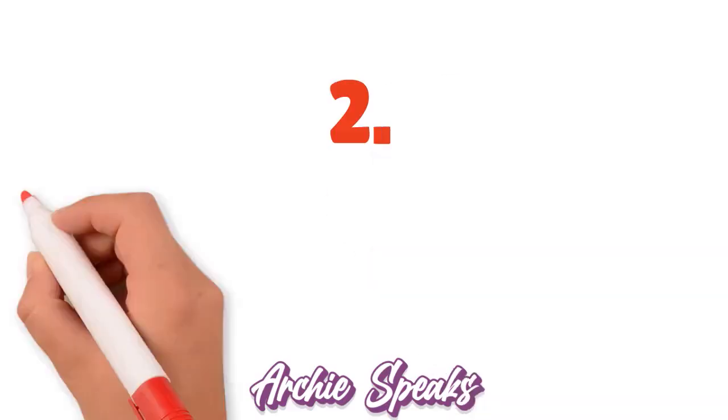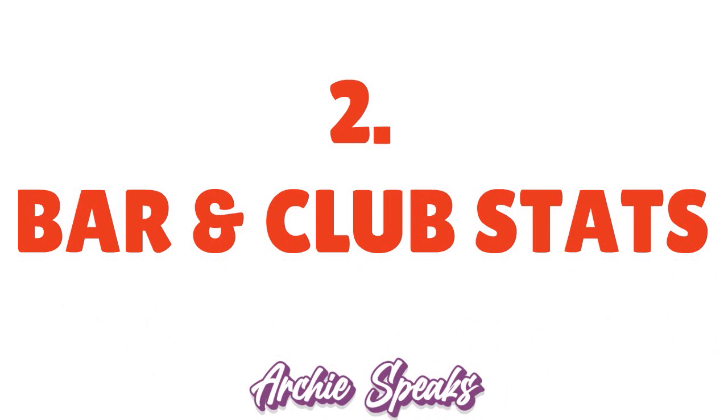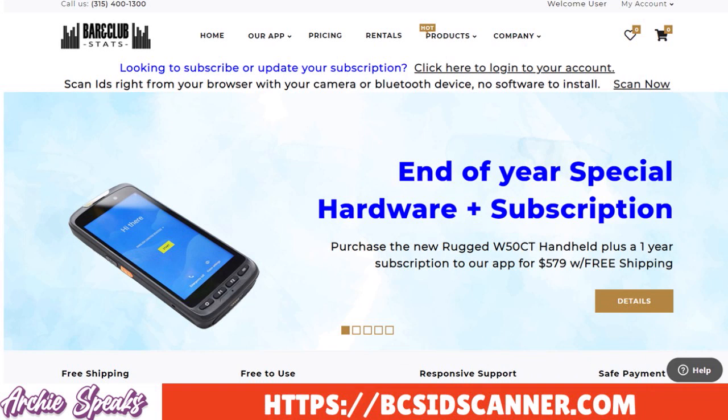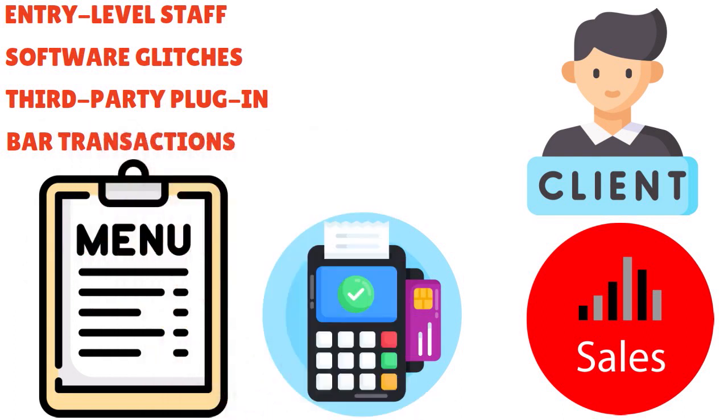I want to talk to you now about Bar and Club Stats. When we talk about the best billing software for bars, Bar and Club Stats is a really good software tool. It is designed specifically for bars so that you have a robust billing software experience. You can efficiently manage bar transactions, with accurate and swift billing processes, especially if you have a very busy bar or multiple geographies. The last thing you want is to start losing money.